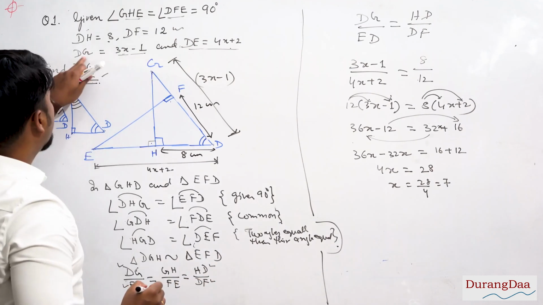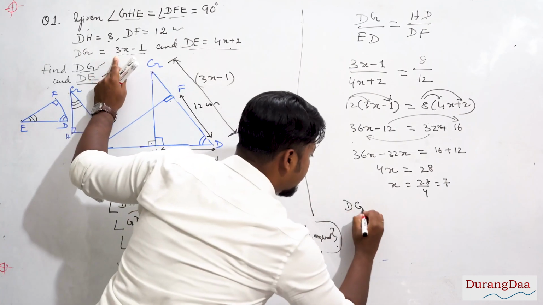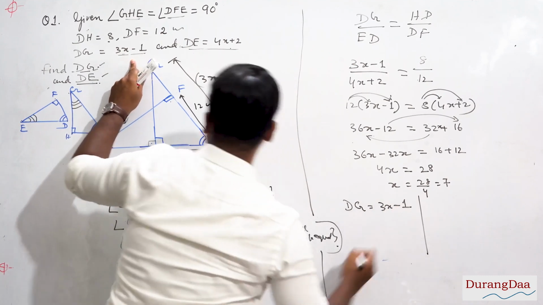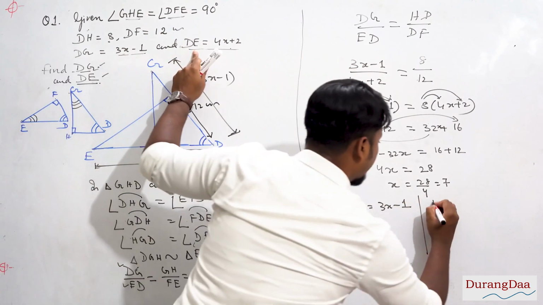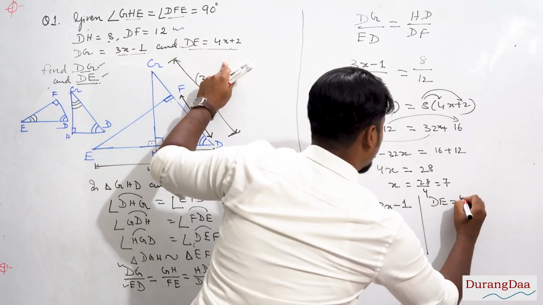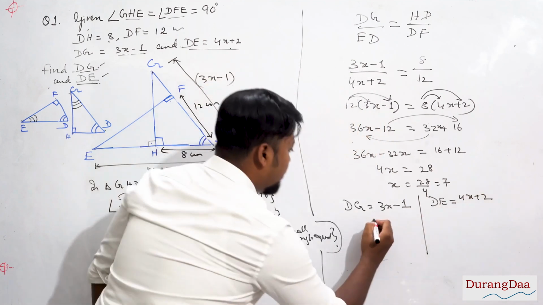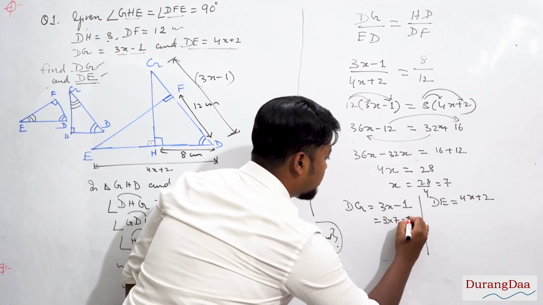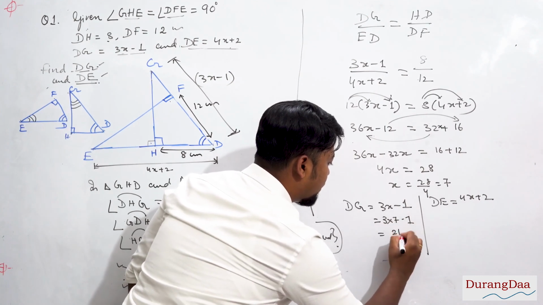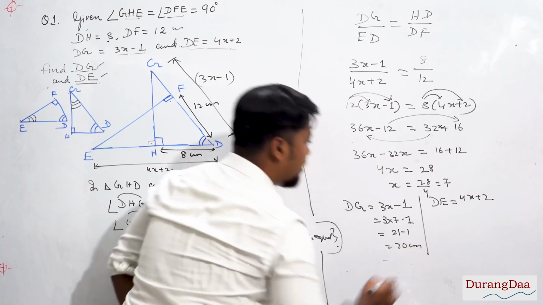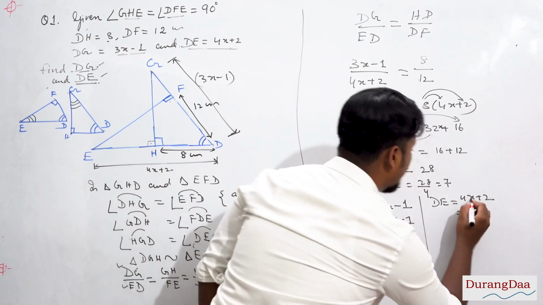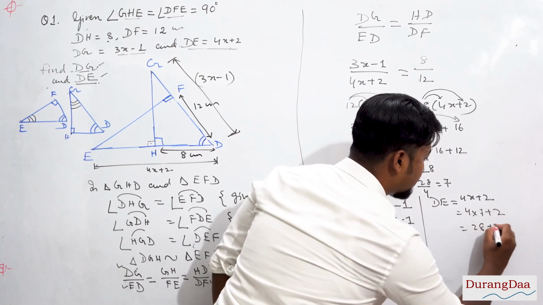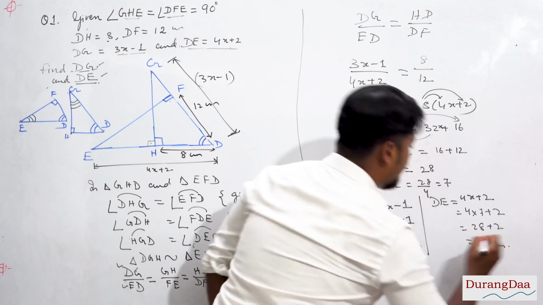We have to calculate the value of DG. For DG, the equation given is 3x minus 1, and for DE, the equation given is 4x plus 2. Put the value of x here. So 3 into the value of x, which was 7, minus 1. This would be 21 minus 1, that is 20 centimeters. Next, 4 into the value of x, again 7, plus 2. So that is 28 plus 2, that is 30 centimeters.